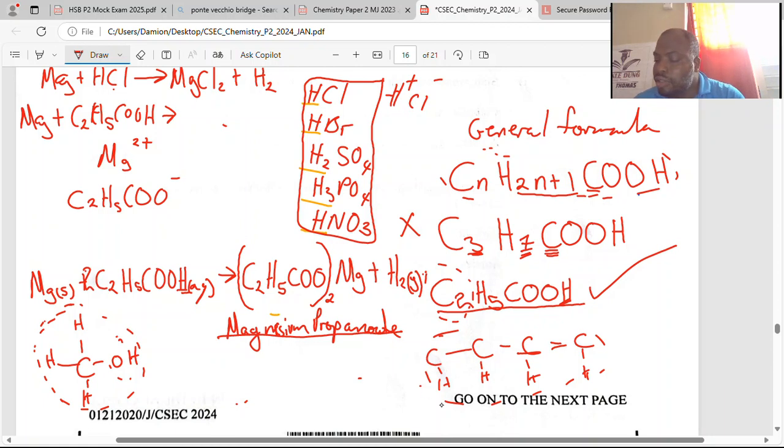It says describe one chemical test that could be used in a laboratory to distinguish between A and C. Now A is an alkene. C is an alkane. Now popular question by CXC. They love to ask it. But even though I say popular, it doesn't mean that it might come.